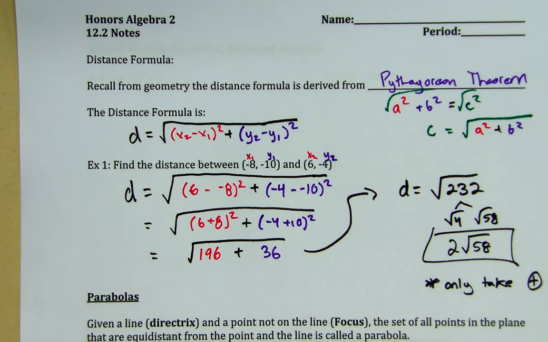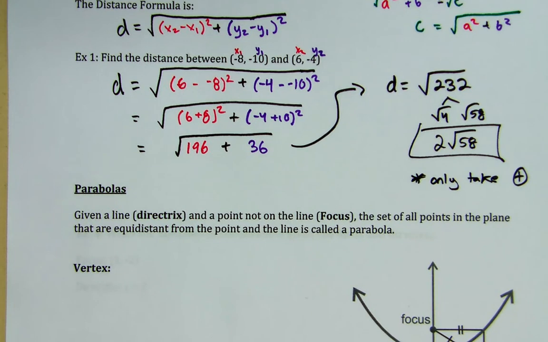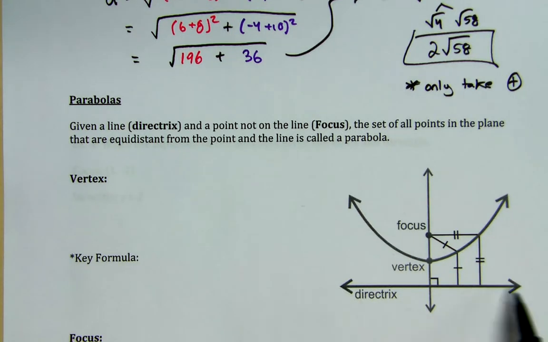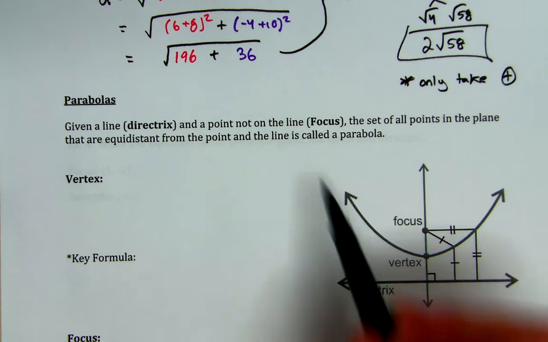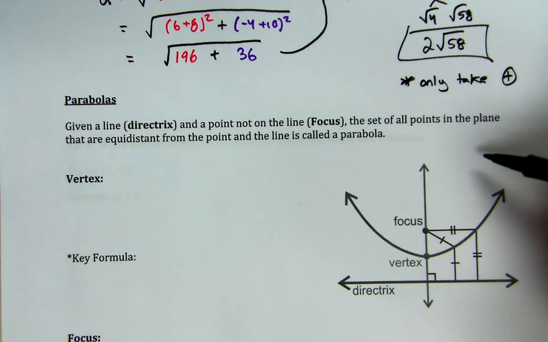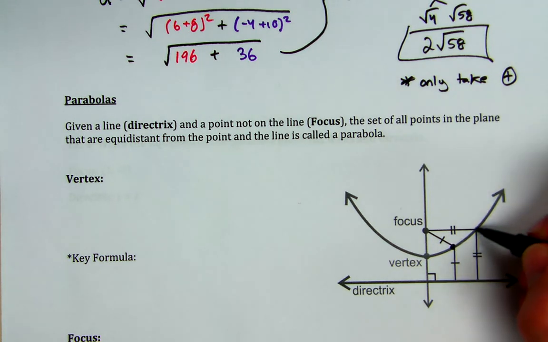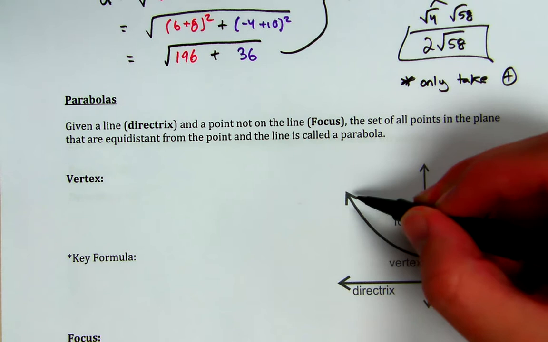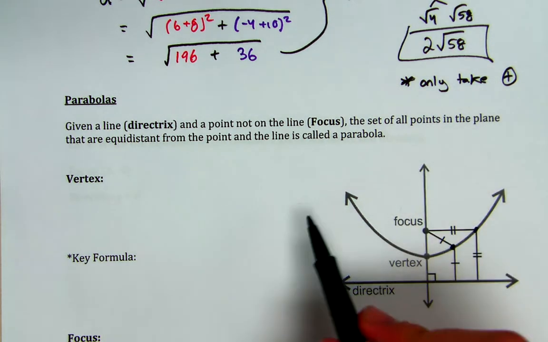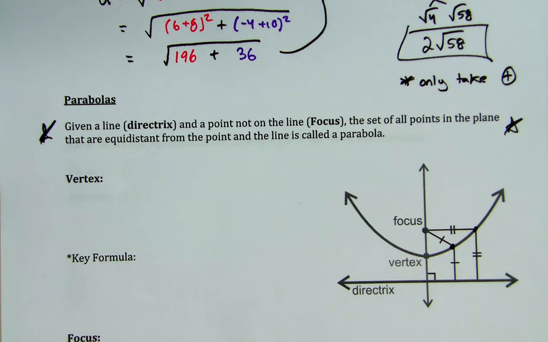Alright, let's review a little bit now and add in some new vocabulary. So, parabolas. A parabola is given a line, a directrix. If you look at this diagram here, we've got our directrix, and a point not on the line, the focus. The parabola is the set of all points in the plane that are equidistant from those. So here's a point, here's a point. They make a parabola. You could keep doing that, and that is called a parabola.